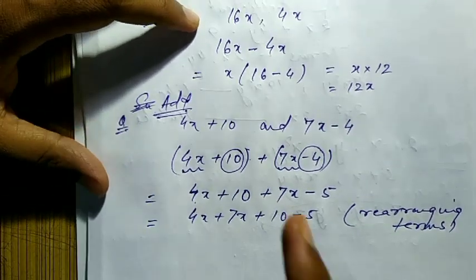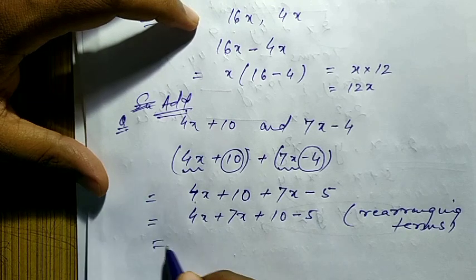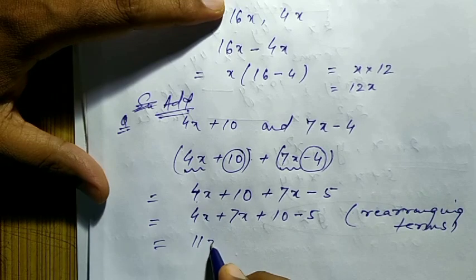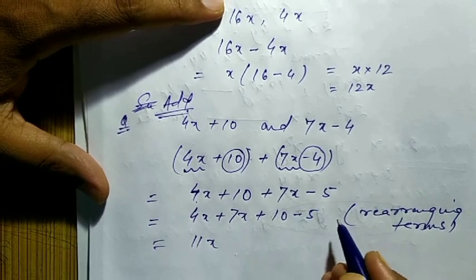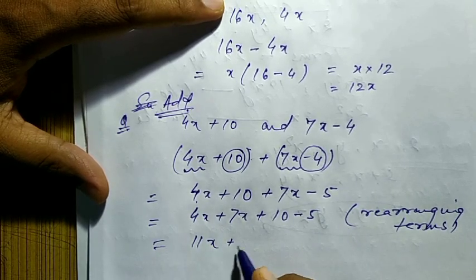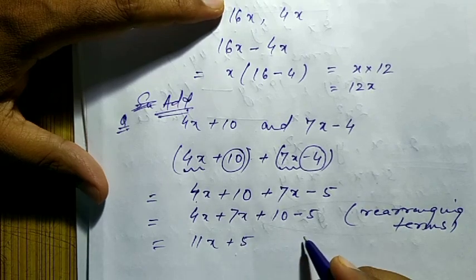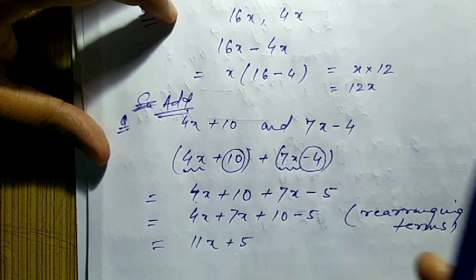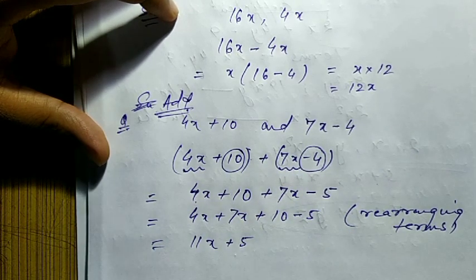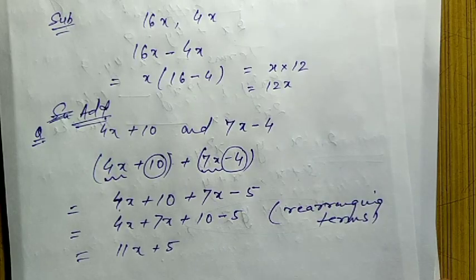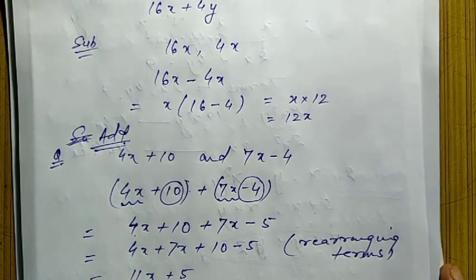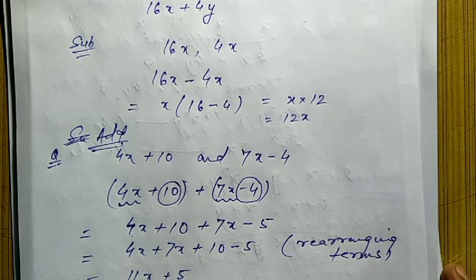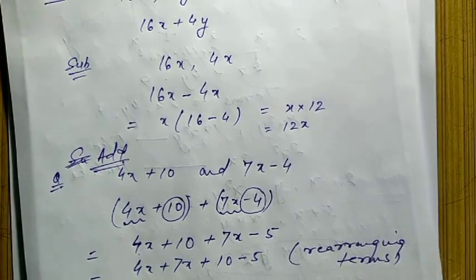Now here, 7 plus 4 is 11x, and 10 minus 5 is 5. So this is the addition of these two algebraic expressions. You can subtract also. In the exercise we will see the addition and subtraction in detail.